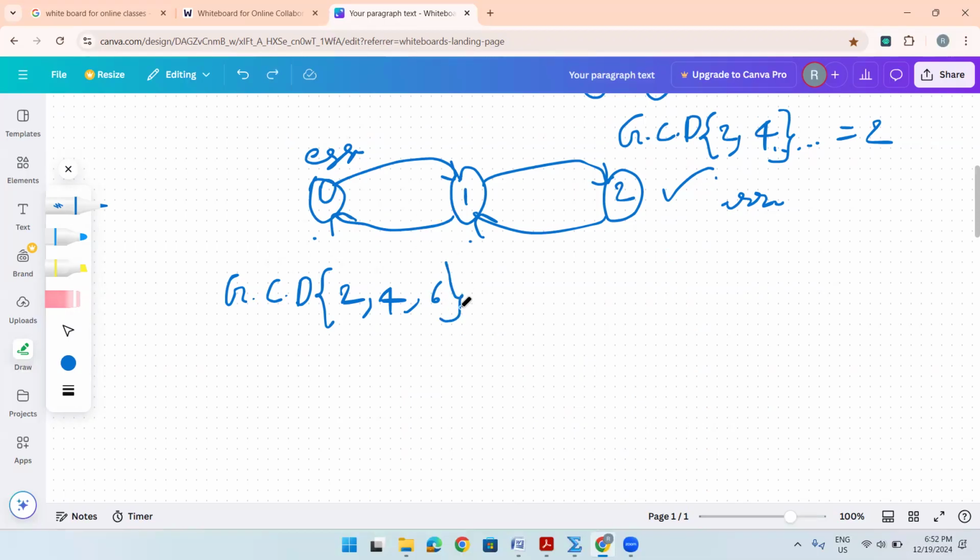So we can say simply, and so on. GCD is 2. So 0 is a periodic state with period 2. And what about 1? Let us find the periodicity of 1. So 0 to 1, 1 to 2 is possible. So 2. And from the right side also, 1 to 2, 2 to 1. So only 2.